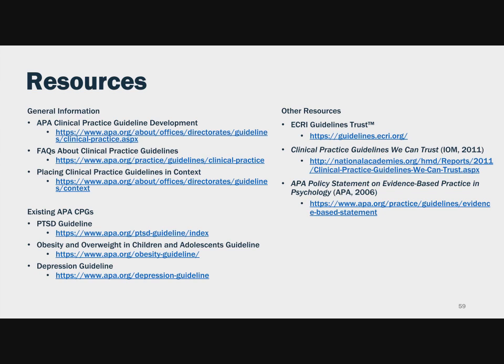On this slide, you can see general information about guidelines and general frequently asked questions. There are links here to all three of the guidelines if you just want to go directly to them. There are other resources on here as well, including APA's Policy on Evidence-Based Practice in Psychology. There's a direct link there if you want to take a look at the reports from the Institute of Medicine.